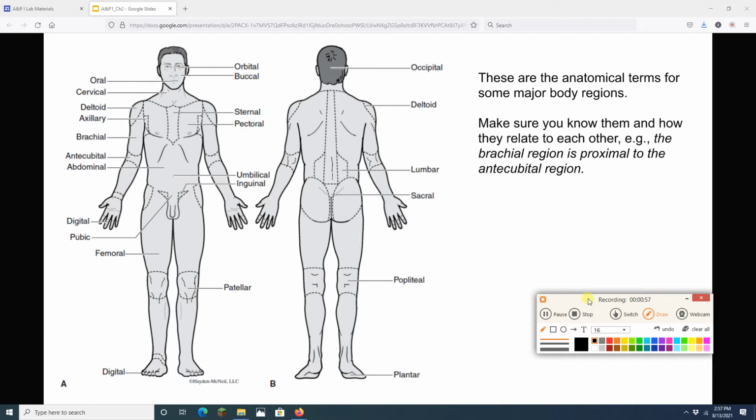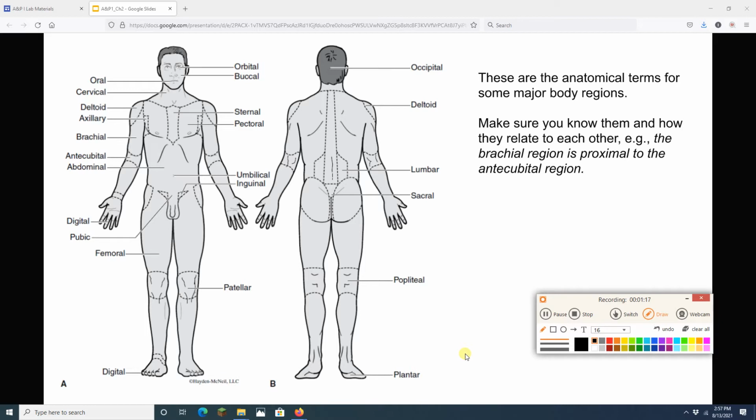And actually, if you look on page 13 of your lab manual, there's a table for you to fill out where you describe these regions kind of in your own words. It's actually one of your homework assignments to fill out that table. So you might want to pull it out and kind of do that as I'm going through this. All right, let's start then.